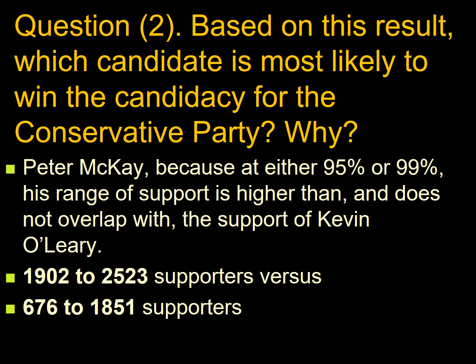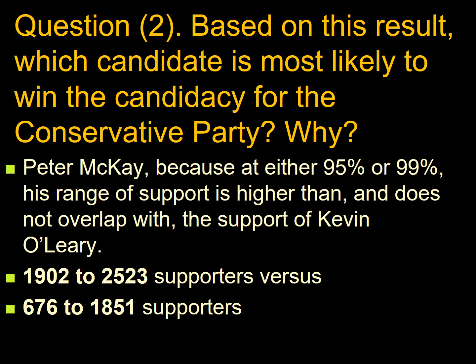So question 2. Based on these results, which candidate is most likely to win the candidacy for the Conservative Party, and why? Well, it would be Peter MacKay, because at either the 95% or the 99% confidence interval, his range of support is higher than Kevin O'Leary and does not overlap with the values that Kevin O'Leary has. So at the 95% range, we're looking at 817 to 1,710 supporters for Kevin O'Leary, and Peter MacKay's got 1,977 to 2,448. And that's a much stronger block, and the two ranges don't overlap.